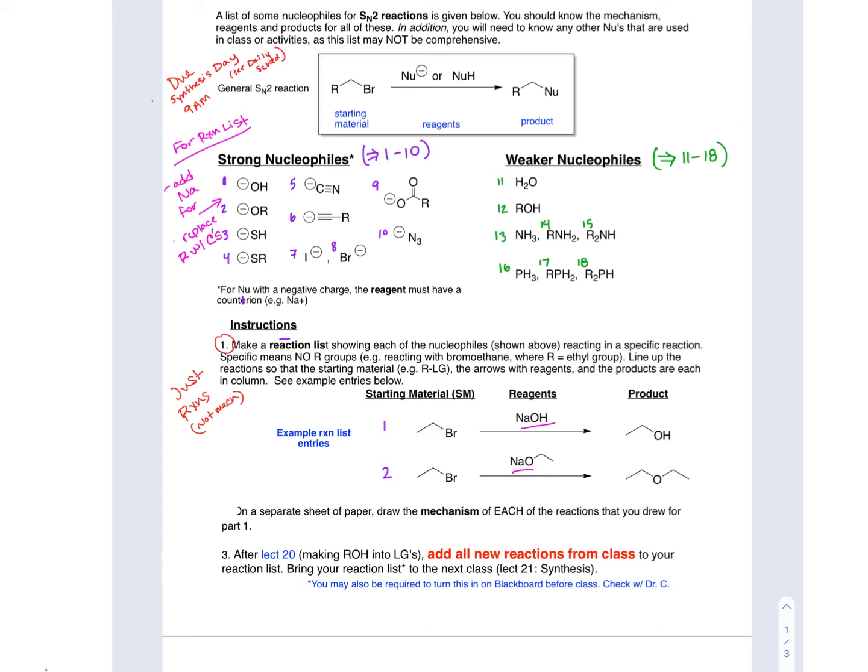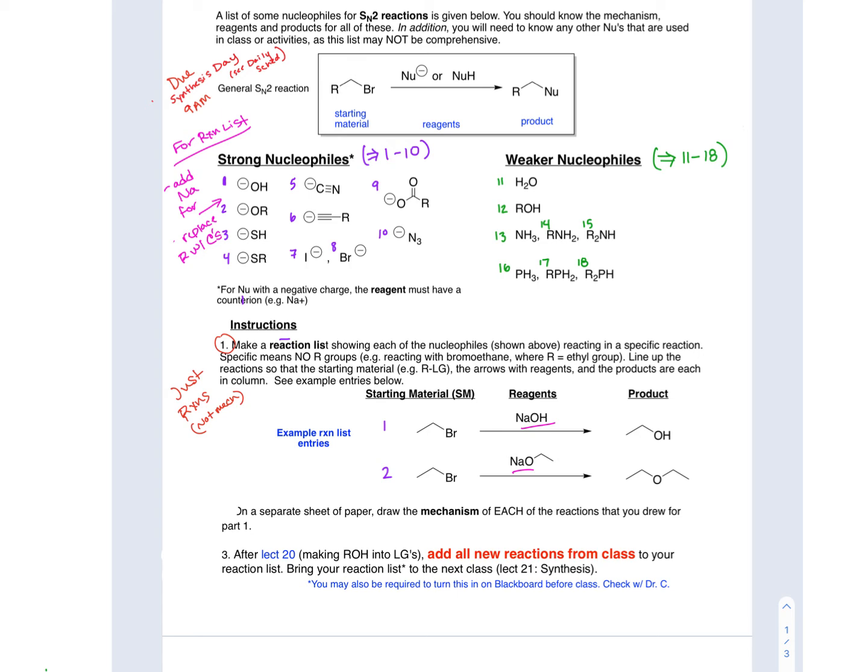Then the second one, that'd be number 2, says OR minus. So I put a sodium over the O, right, where the negative charge was. And then I also put the R group, so I just added 2 carbons for that. So that's what I did for that one. Hopefully that makes sense. All right, so now let's see what we're going to do for the weaker nucleophiles.